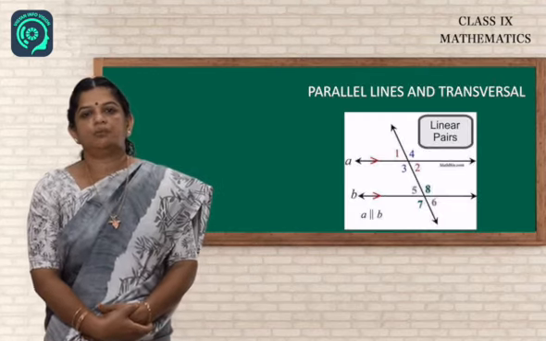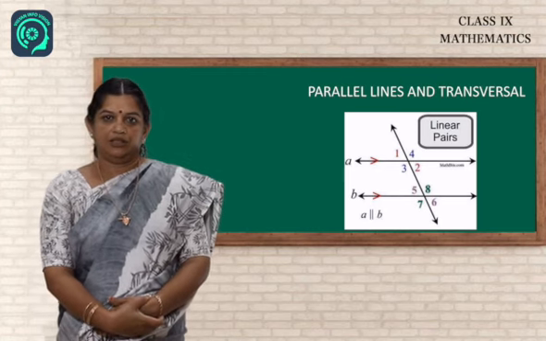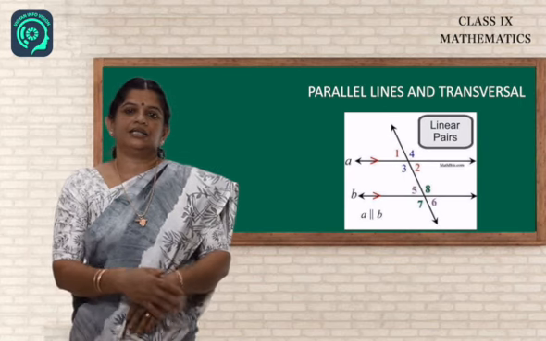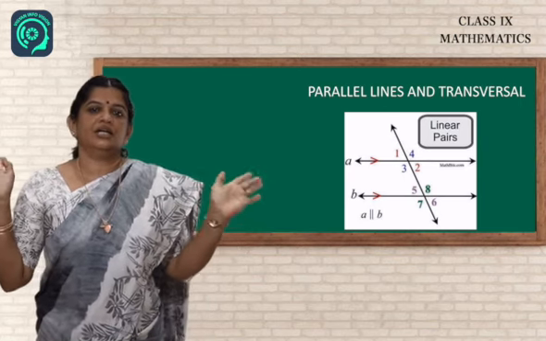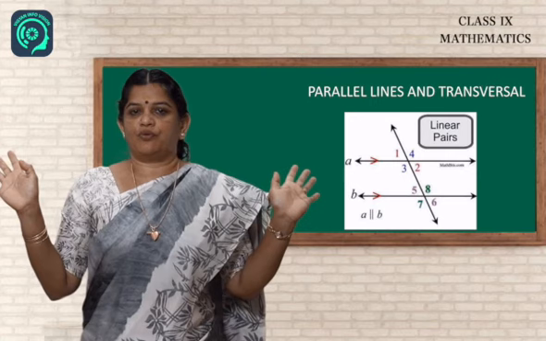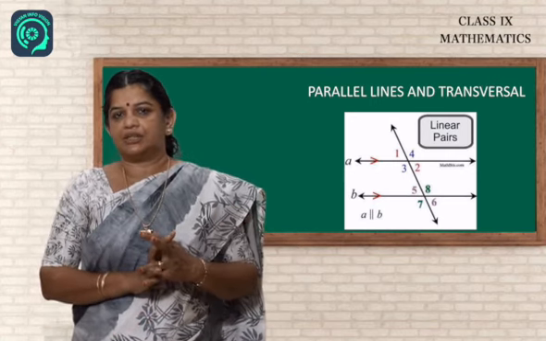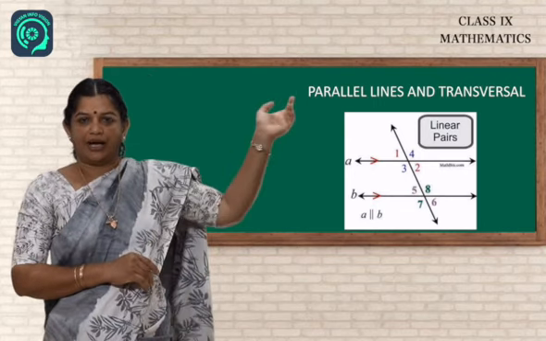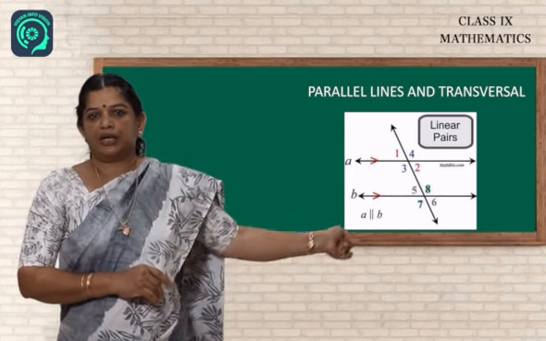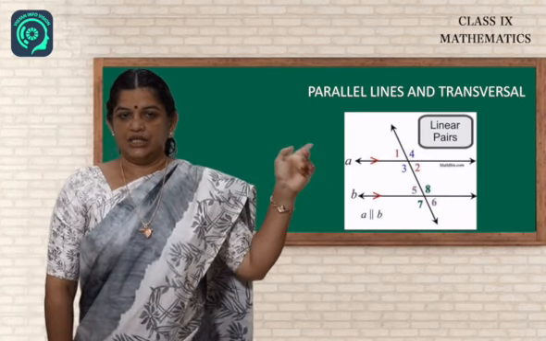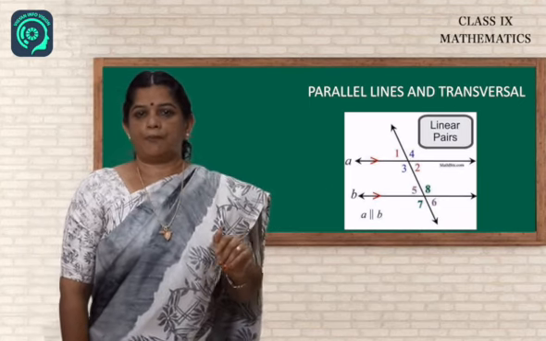Next concept is parallel lines and a transversal. What is meant by parallel lines? If two lines are endlessly extending in both the directions, they will not intersect. That type of lines we call as parallel lines. So, we can see lot of examples around us. We can see two lines, the bottom and top lines you see, if you are extending in both the directions, it will not intersect. So, these type of lines we call as parallel lines.